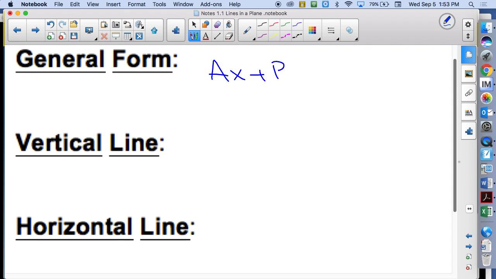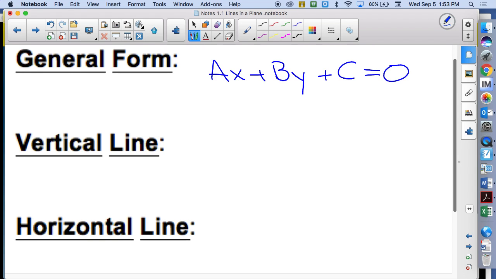Ax plus by plus c equals a big fat 0. So we'll talk about equations having general versus standard form. General form is usually when the equation is equal to 0, and then we'll also look at standard form, when it's rearranged a little differently.